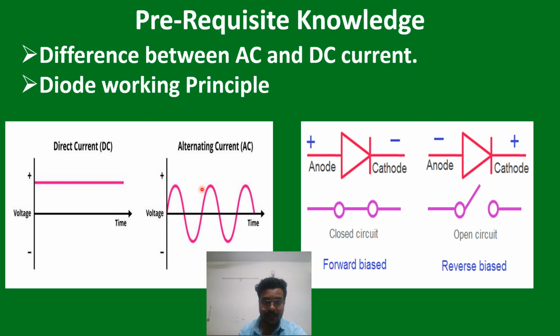And we should also have knowledge about the diode circuit. The basic principle of diode is that for forward bias, the diode will act as a closed circuit, and for reverse bias, if we reverse the polarity of the voltage, meaning the cathode is positive and the anode is negative, then the diode will not conduct current and it will work as an open circuit. This prerequisite we require to understand the rectifier circuit.